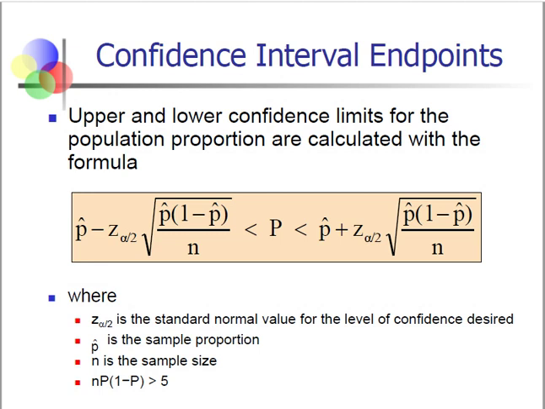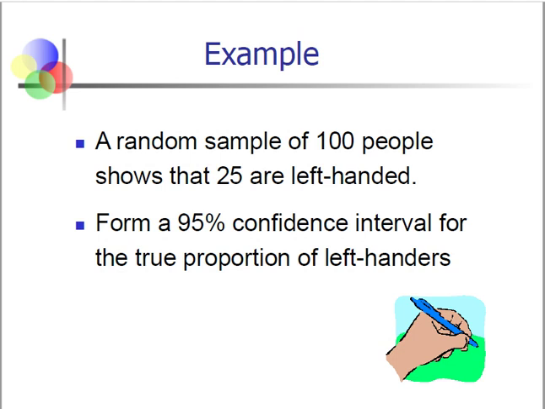And again, we have to find the critical value. You find the critical value, multiply by the standard deviation. So that is our formula. We have to remember that n multiplied by p multiplied by 1 minus p should be greater than 5. So that is the confidence interval for a proportion.